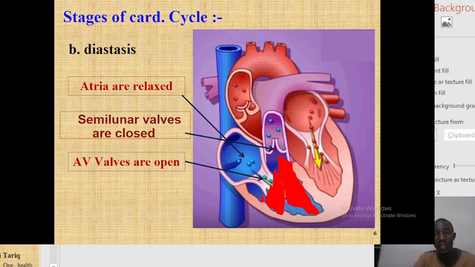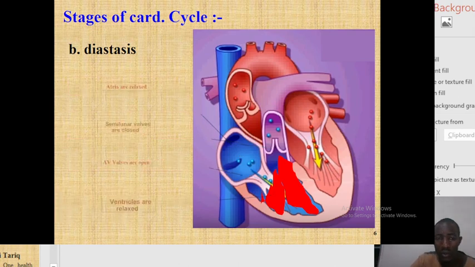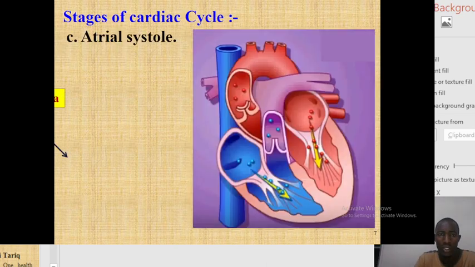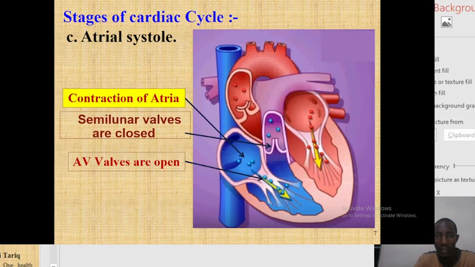The next step would be the atrial systole. With atrial systole, the atrium will contract. As the atrium is contracting, it will push blood through the AV valves, entering into the ventricles. That's how blood is filled within the ventricle.